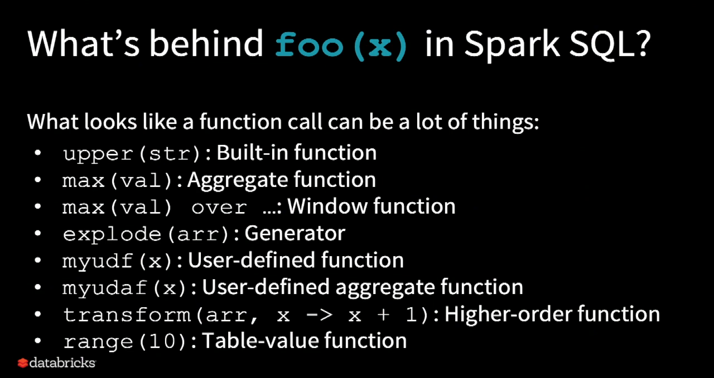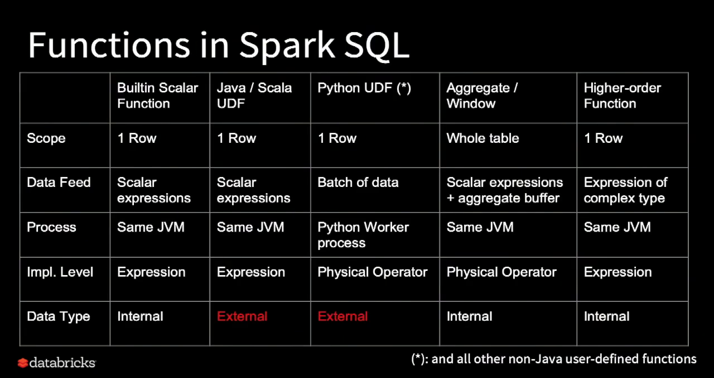Just to note that generators and table-valued functions both produce more than a row. But they're subtly different. For range, you're actually producing a whole table. But for a generator, you're basically generating something and then joining with the original table. So they're subtly different, but I won't be diving too deep into these two. We'll be covering some of the other functions.